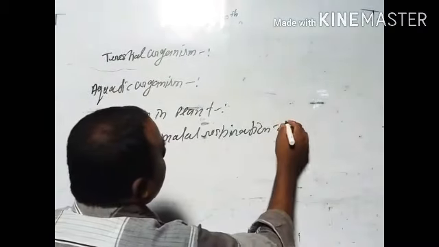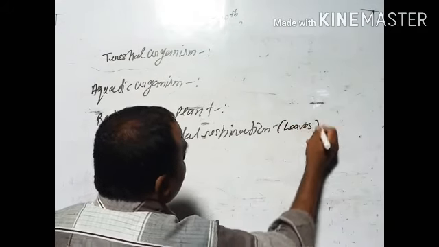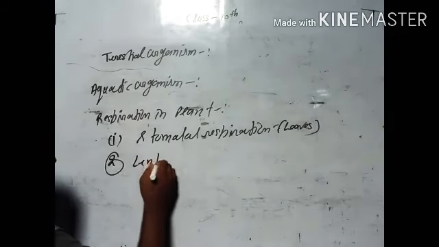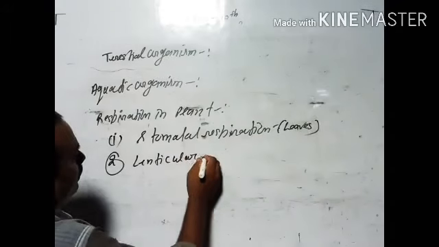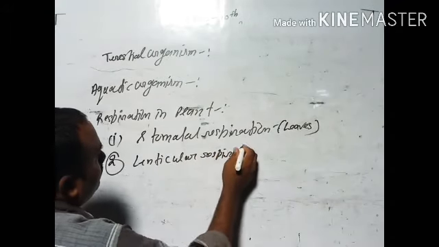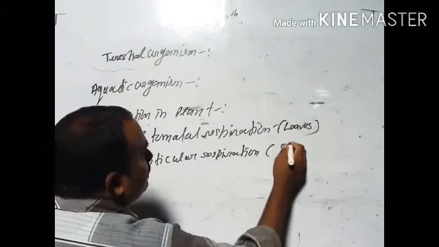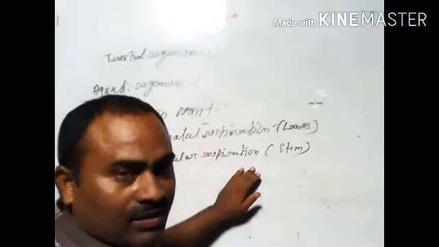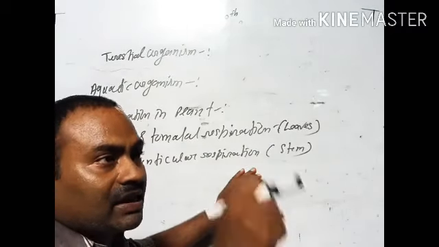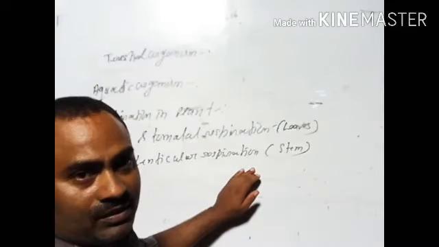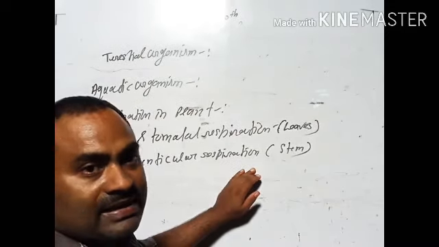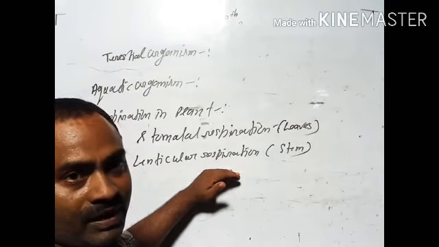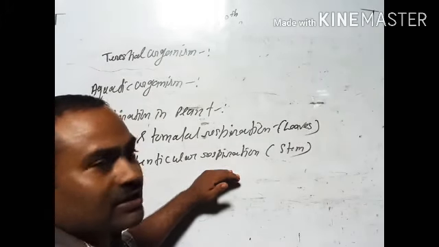Okay, next, it is mostly present in leaves. Second, lenticular respiration. This is mostly in the stem. Lenticels are small pores present in the stem of the plant. Gases are also exchanged by lenticels. It is known as lenticular respiration.